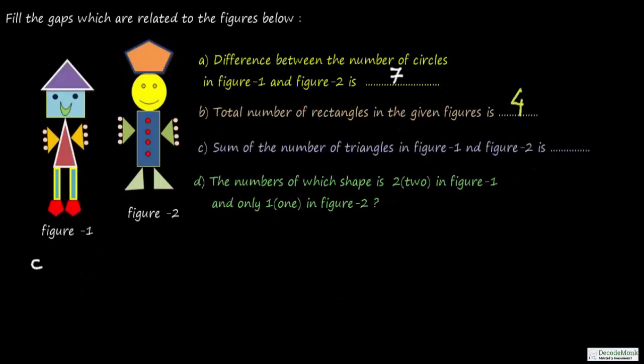Talking about question number C, it says: sum of the number of triangles in figure 1 and figure 2 is. Here one A is missing.